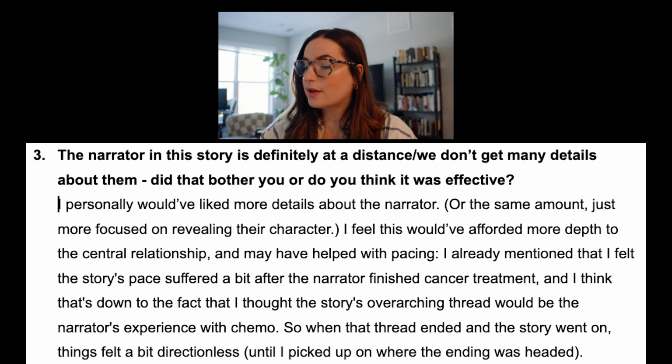I already mentioned that I felt the story's pace suffered a bit after the narrator finished cancer treatment, and I think that's down to the fact that I thought the story's overarching thread would be the narrator's experience with chemo. So when that thread ended and the story went on, things felt a bit directionless until I picked up where the ending was headed.